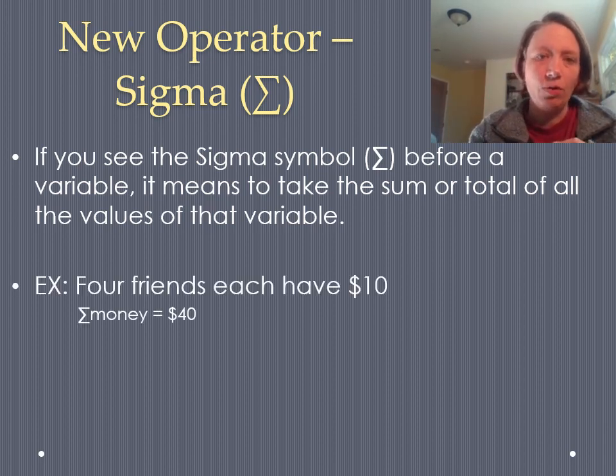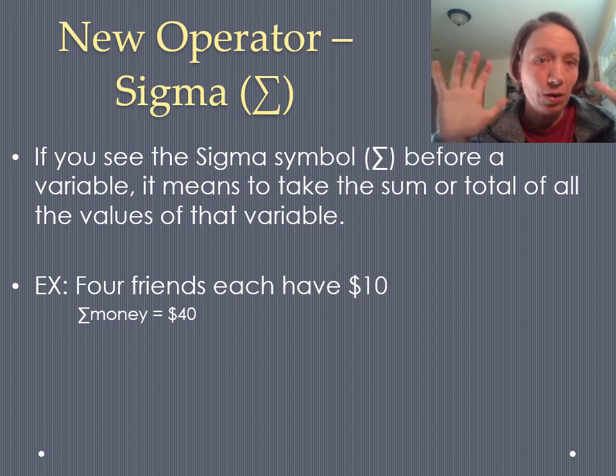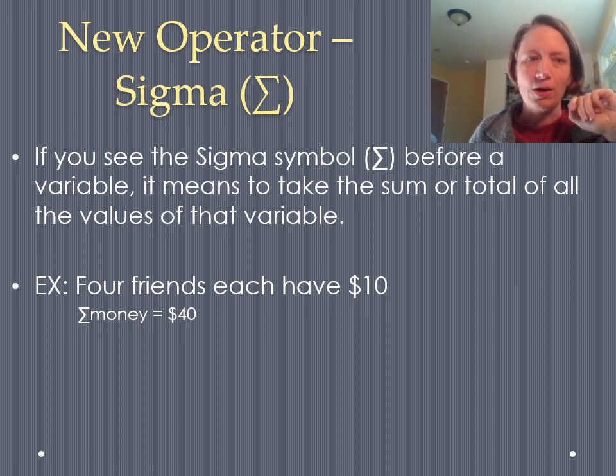So if, for example, me and 3 friends, or you and 4 friends, each had $10, and I asked, well, what's the sigma money? The sigma would be the total. It would be 10 plus 10 plus 10 plus 10. Sigma money would be $40. So it's pretty straightforward. It just means add up all the values of that variable.